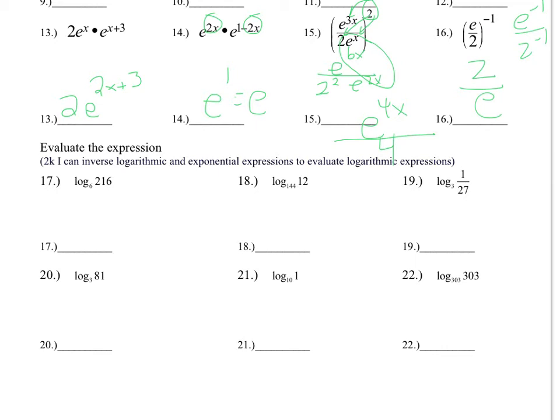For number 17, if you wish to rewrite this as an exponential style, you could write 6 to the y equals 216, and numerically knowing some simple squares, cubes, and fourth powers, you can pretty quickly come up with a value of 3 for this answer.